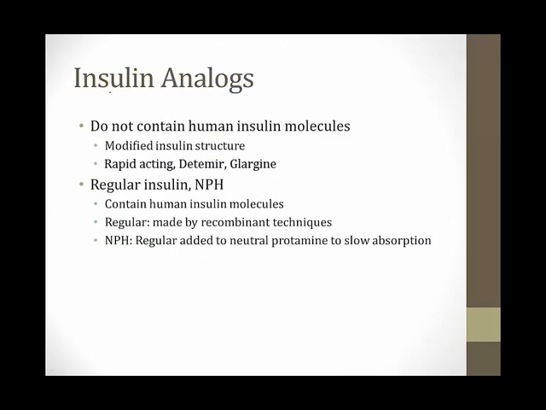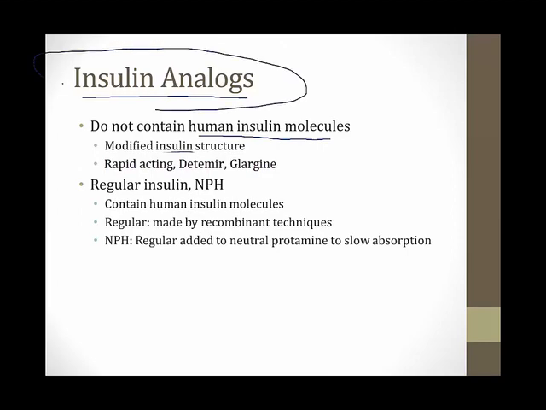Just a quick bit of vocabulary here. You will sometimes hear the term insulin analogs. Insulin analogs are insulin therapies that do not contain human insulin molecules. They have a modified insulin structure. So the rapid-acting insulins, Detemir and Glargine, are all considered insulin analogs. On the other hand, regular insulin and NPH are not considered insulin analogs. They do contain human insulin molecules. Regular insulin, as I said before, has insulin molecules made by recombinant techniques, and NPH insulin contains regular insulin molecules added to neutral protamine to slow absorption, but it still contains regular insulin, and therefore it's not an insulin analog.